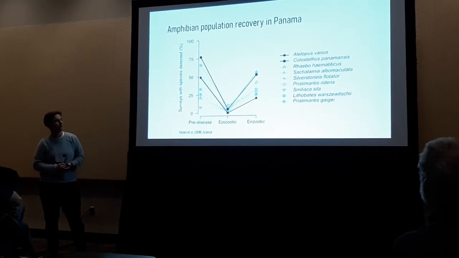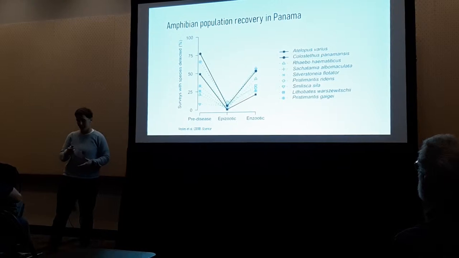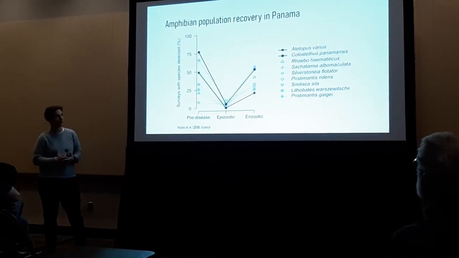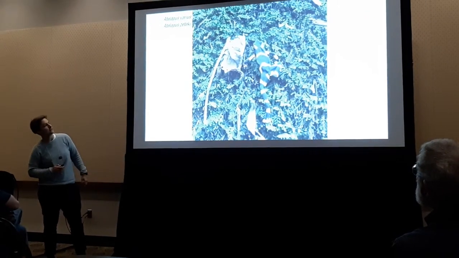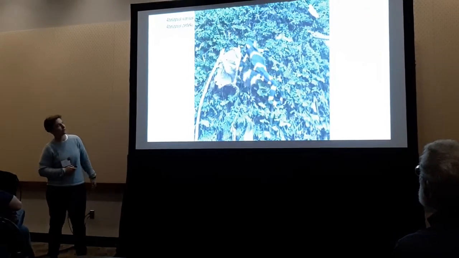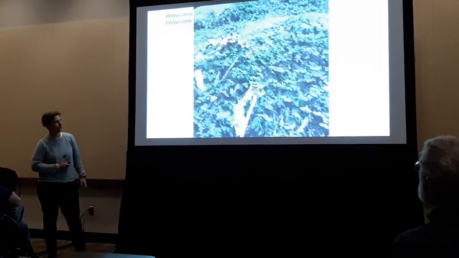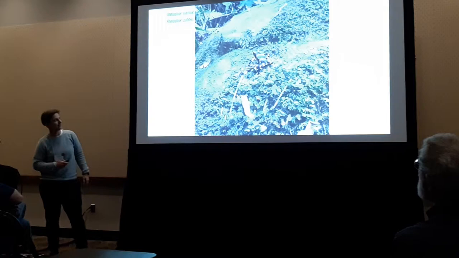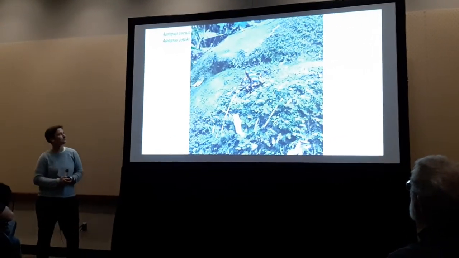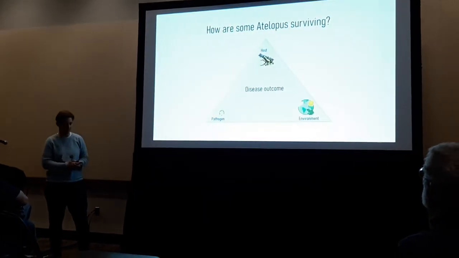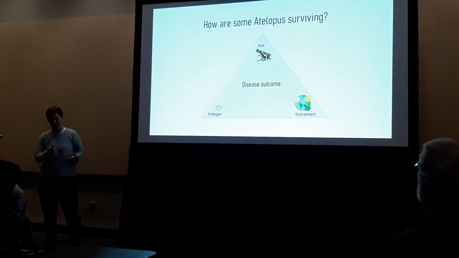You can see increasing population numbers across a lot of species. Of course, not all of them. Some of them have yet to recover. So what we're focusing on today, of course, is the Panamanian Golden Frog. This is an individual we captured in 2015. This is an Atelopus varius. We'll be talking about two species today, varius and zeteki. You can see they're not the best set of avoidance plants because they're highly toxic. But today we're talking about how and why these Atelopus are persisting, perhaps even recovering in Panama.